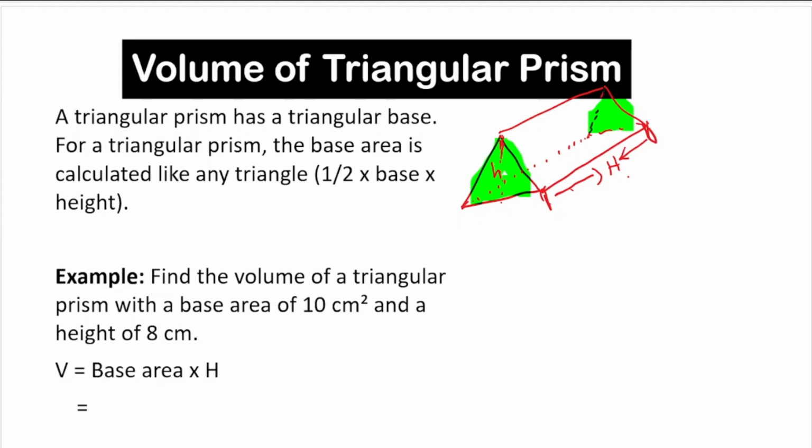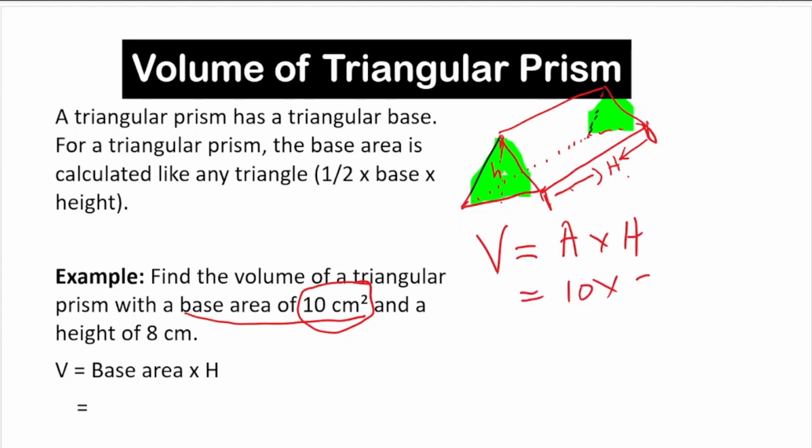Find the volume of a triangular prism with a base area of 10 centimeters squared. So you have been given the base area here. You notice that this one is in centimeters squared, that is area. And the height is 8 centimeters. Sometimes it will not be like that; it might be in the form of a shape. I'm going to give you an example here. So the volume of this prism is your base area times the height. The base area given is 10 and the height is 8. Therefore it's going to give us 80 centimeters cube. I hope that is clear.